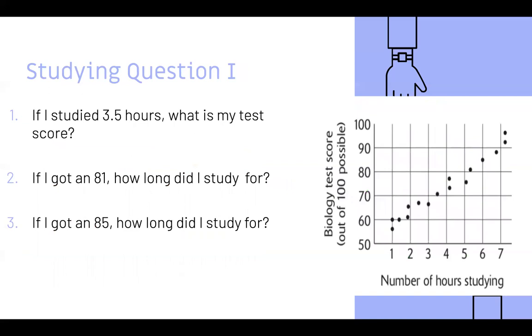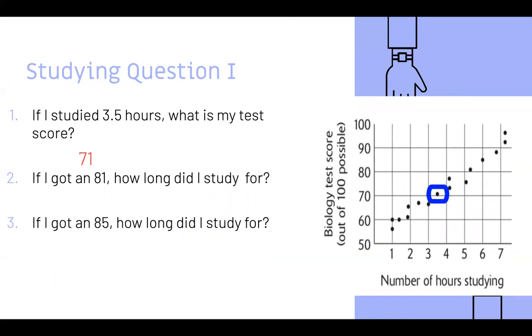So we can look at another one. We have a couple of these. If I'm going too quickly, just slow down the video and try it on your own. If I study for 3.5 hours, what is my test score? Well, we go to that 3.5 hour mark. See, that's about 71. And that would be our answer, right?